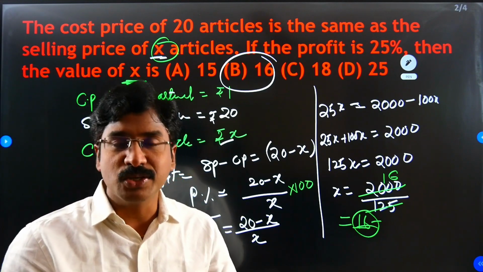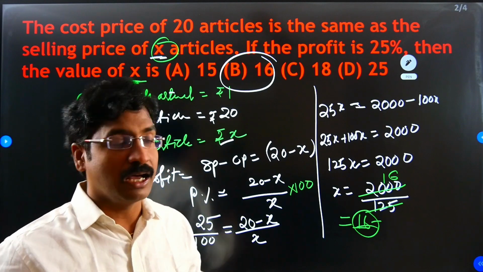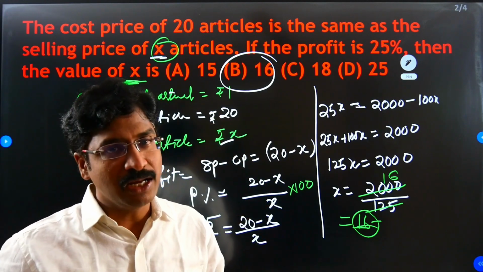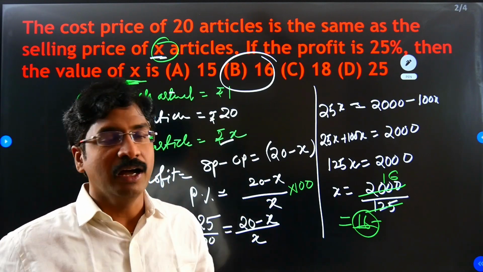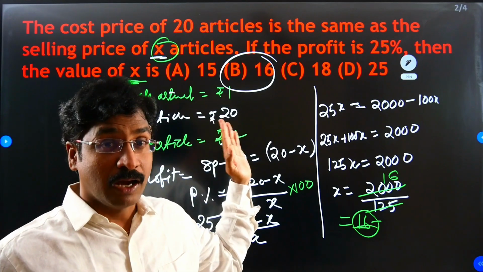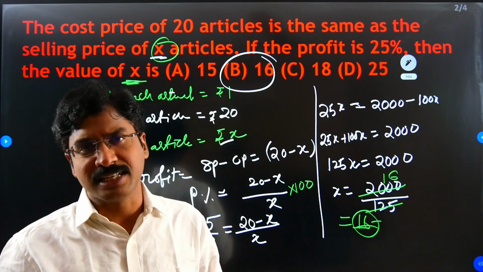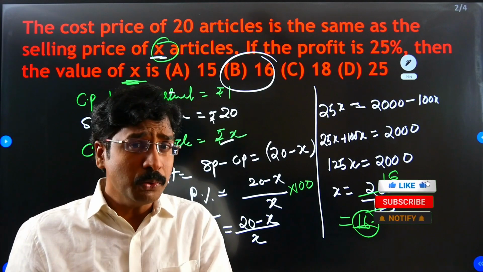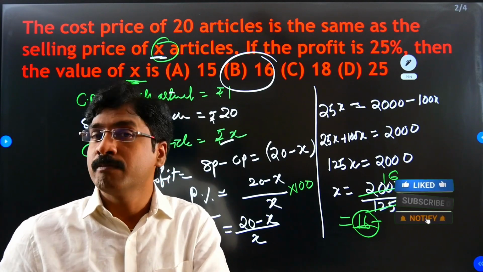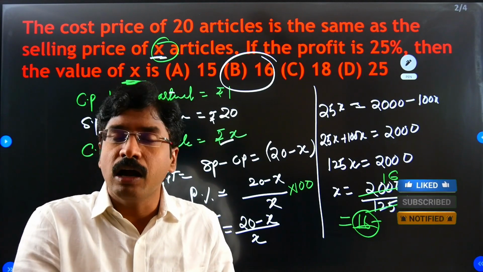So like this, you have to do the sums through the percentage value. We can find the value of the articles, the number of articles, easily. So here, if you read the question thoroughly, then you will get the answer very easily.